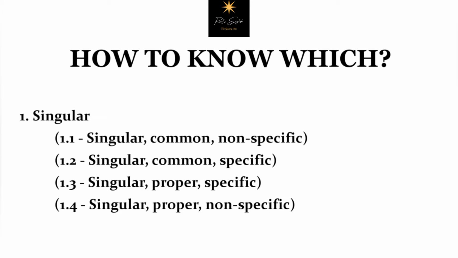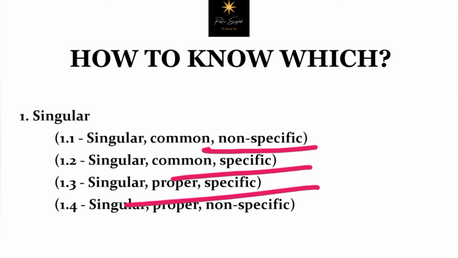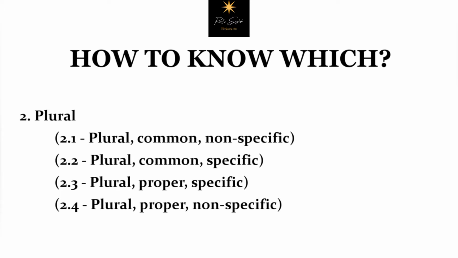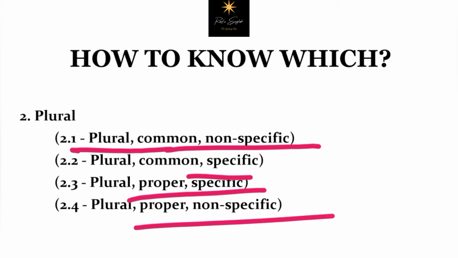How to know which? So in the last video we saw the singular forms of nouns: singular common non-specific, singular common specific, singular proper specific, and singular proper non-specific. In this video we shall see the plural forms of nouns, and how to insert articles before plural nouns. The first one we shall look at is plural common non-specific, and then plural common specific, then plural proper specific, and plural proper non-specific.